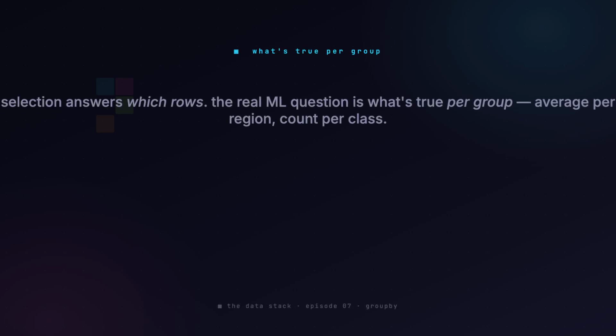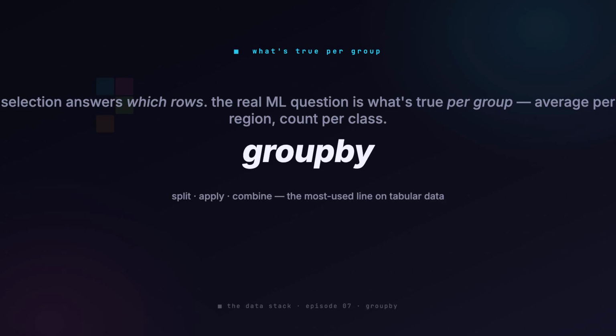Last episode, you carved one frame into pieces with loc, iloc, and boolean masks, picking the rows you wanted. But selection only answers which rows. The real question in ML is what's true per group: average spend per region, count per class. That's groupby, split, apply, combine, and it's the single most used line you'll write against tabular data.